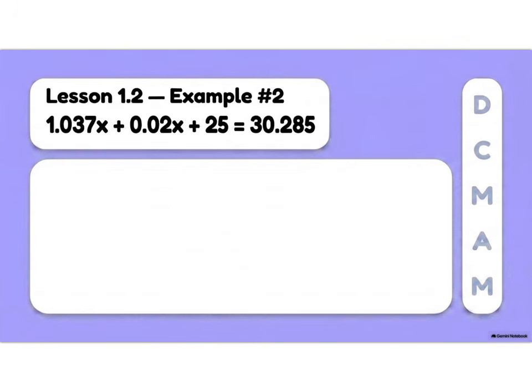Okay, so same as the problem before, there's no distribution, so we don't have to do that first step. Now we're going to look for like terms on either side. I have something with an x here, something with an x here, and a 25. Let me give that a triangle by itself.